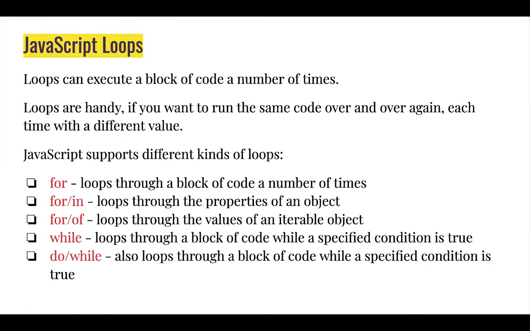Loops can execute a block of code a specified number of times. Loops are very handy if you want to run the same code over and over again, each time with a different value. JavaScript supports different kinds of loops. We have the for loops, for in loops, for of loops, while loops, and do while loops.